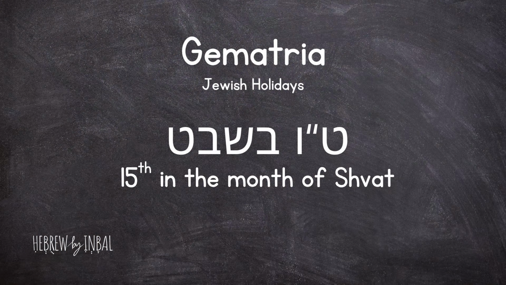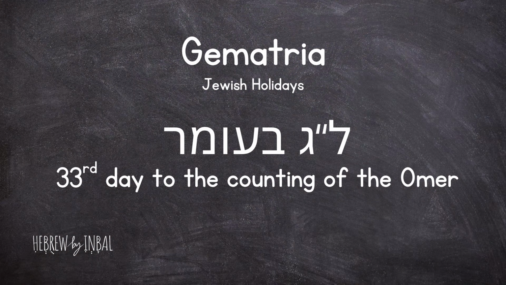Tu B'Shvat, another Jewish holiday, is 15 in the month of Shvat. And Lag Ba'omer is Lamed Gimel in Omer, day 33 from the beginning of the counting of the Omer. Lag Ba'omer, Lamed Gimel Be'omer.